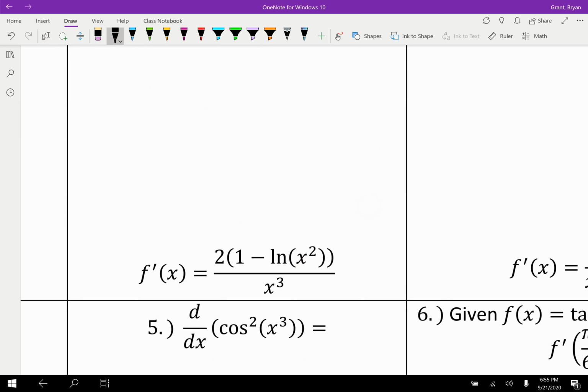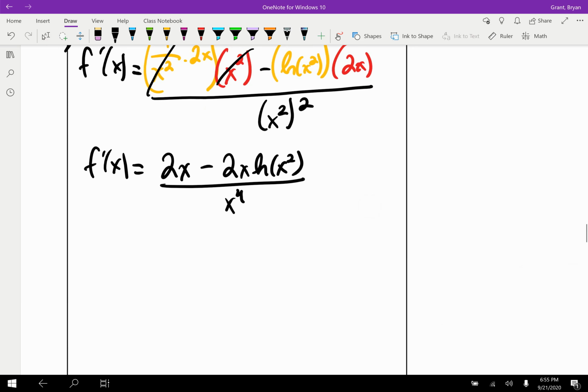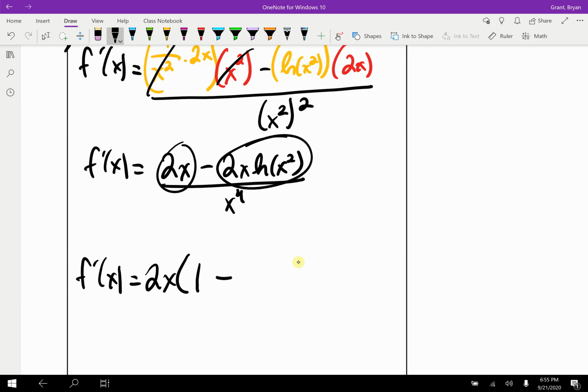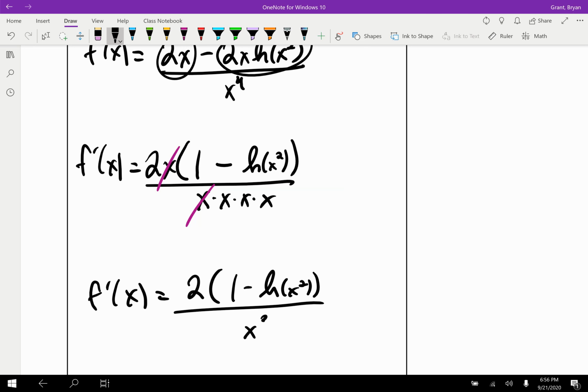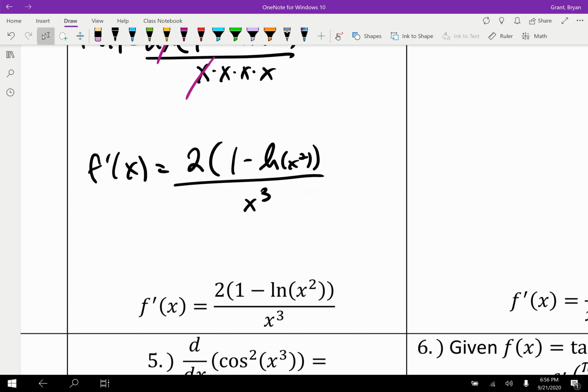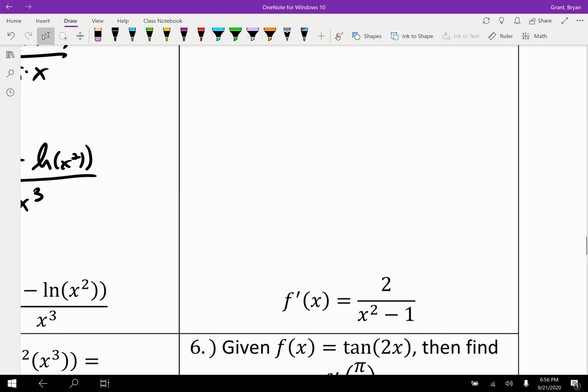No, it looks like they factored out a 2 and this reduced by 1. So I think we might want to factor out a 2x here. I think there's a 2x common to each of these terms. So if I steal a 2x, that leaves me with 1 as a placeholder, minus natural log of x squared, all divided by x to the 4th, which I'll write as x times x times x times x, just to make this last step easy to see. Hopefully you can tell that our x's will reduce, and I think we have found our wonderful answer. 2 times the quantity 1 minus natural log of x squared, all divided by x cubed. Gosh, we're good. All right, next one.